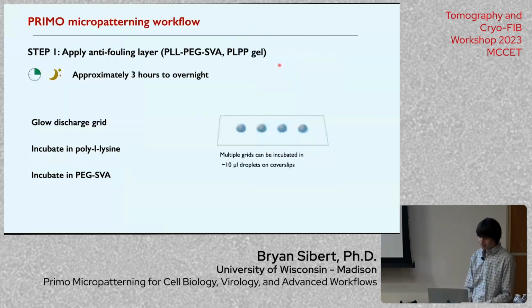So I just want to go over a little bit of how this workflow works. Again, the first step is applying this anti-fouling layer, and it's actually three layers.